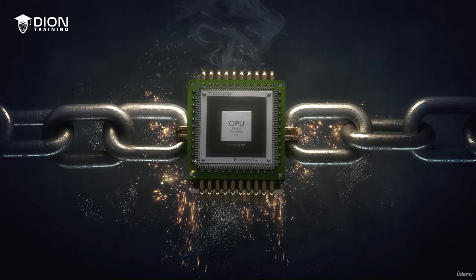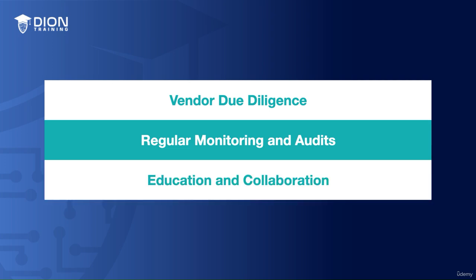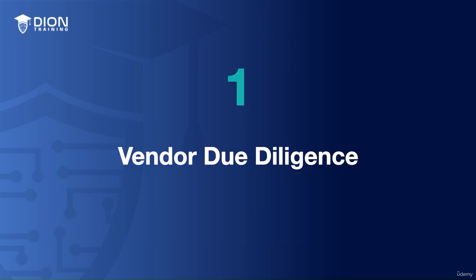So, I told you about the problems with the supply chain and some of the things that the government is doing to step in and help. But what can you and your organization do to safeguard yourself against supply chain attacks? Well, it really comes down to 4 things: vendor due diligence, regular monitoring and audits, education and collaboration, and incorporating contractual safeguards. First, we have vendor due diligence.